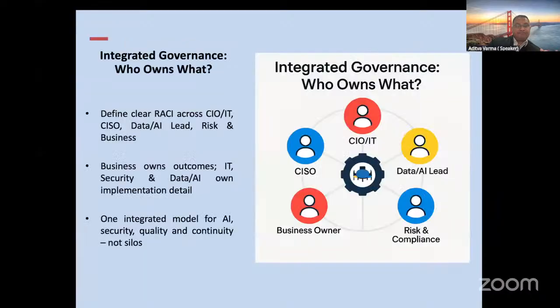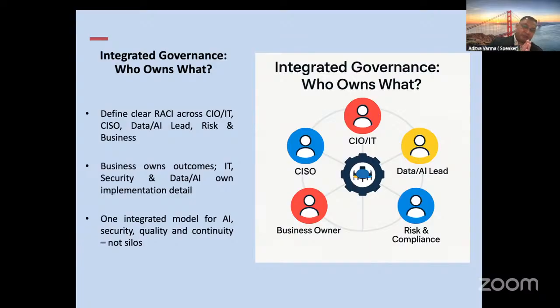So, in my last slide, what I'm trying to talk to you about is integrated governance. But then the million-dollar question is, who owns what? Standards require us to define roles and responsibilities, but they leave the design of governance to us. This may vary a bit from organization to organization. A practical pattern many organizations adopt is a simple RACI. We've heard of the RACI matrix across key activities and roles: CIO or IT leads, the CISO and security, data or AI leadership, risk and compliance, and the business owners.